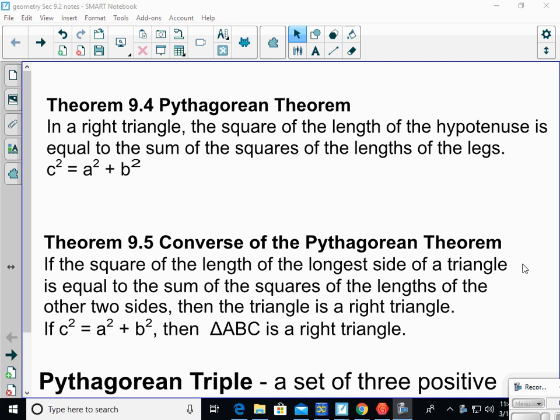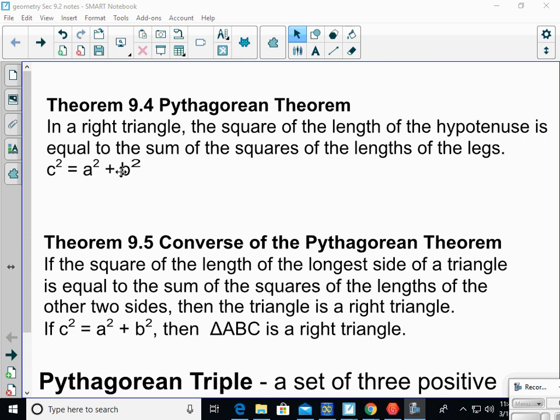Alright, today we're looking at section 9.2, which deals with the Pythagorean theorem, which most of us should be familiar with at this point. If not, Theorem 9.4 says in a right triangle, the square of the length of the hypotenuse is equal to the sum of the squares of the lengths of the legs. So, if I take the length of the hypotenuse, remember in a right triangle it is the side opposite the right angle, and that is represented by C. Formula: C squared equals A squared plus B squared.